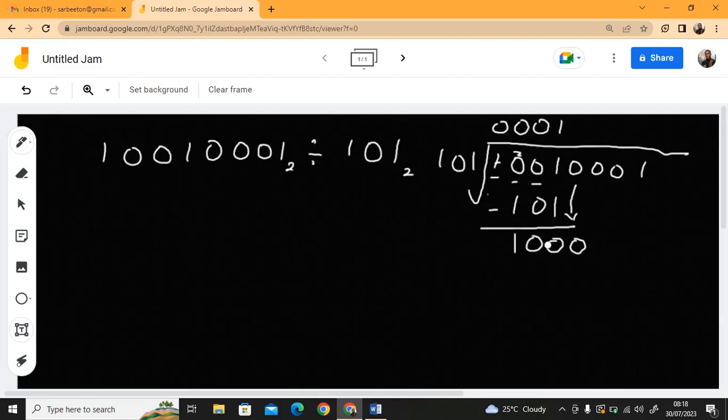Now 101 is less than 1000, so you're going to write 1. 101 times 1 is 101. So let me subtract again. I will borrow from here, it becomes 2 here. Borrow from here, have 1 here, bring it here becomes 2. Borrow from 2 becomes 1, bring it here becomes 2. I'm subtracting in base 2, so 2 minus 1 is 1. You have 1 left here. 1 minus 1 is 0, and this one also is 0. So you don't need to put the zeros, it's not needed.